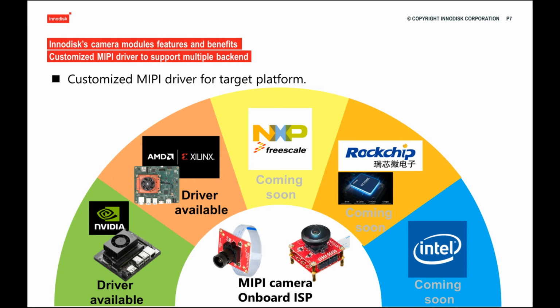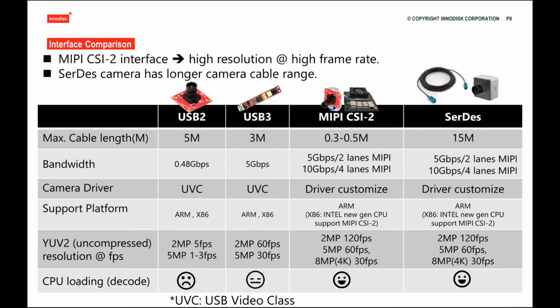MIPI cameras provide superior bandwidth to capture and transfer high-resolution image data over short distances through the MIPI interface. Unlike USB, however, MIPI is not a plug-and-play connection standard, so customized drivers are needed for different platforms. Innodisk's cameras with MIPI camera and onboard image signal processor (ISP) include drivers for a number of popular hardware platforms, with others under development or by request. The various camera interfaces bring different features to the table.